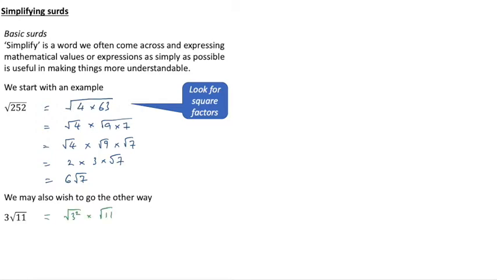And this time what we would say is that 3 can be expressed as the square root of 3 squared. And so we get square root of 3 squared times the square root of 11. We can then say that 3 squared is 9, of course, and then we can combine those two into the square root of 99.